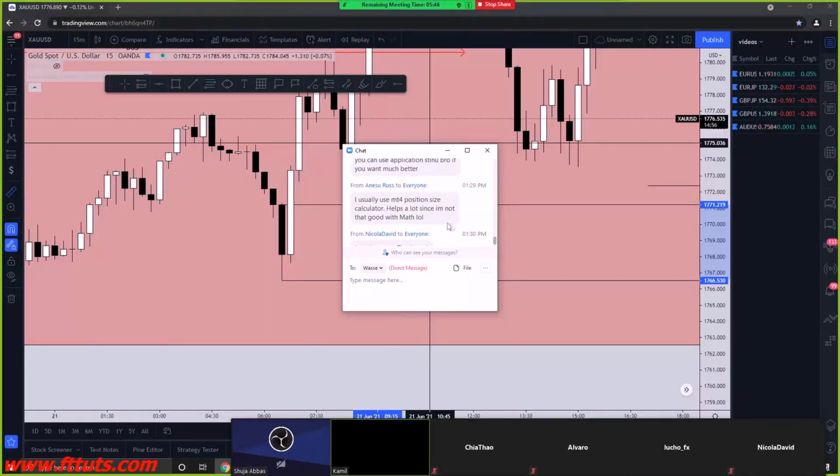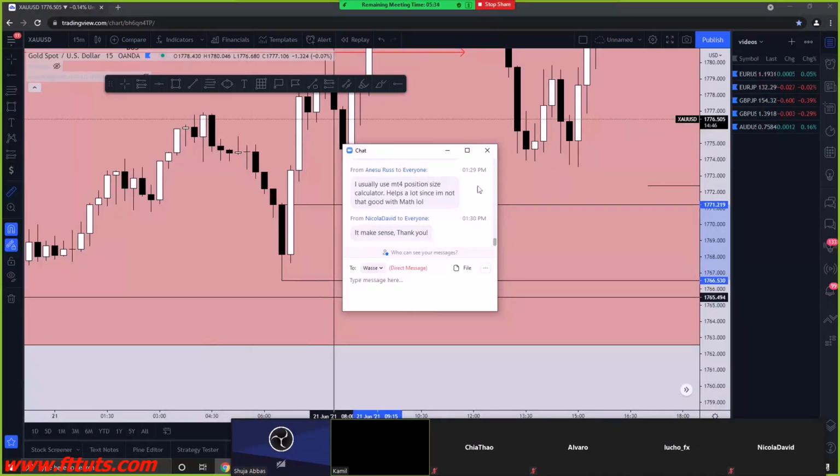I usually use the MT4 position size calculator. It helps a lot since I'm not that good with math. Honestly, I'm not good with math either, I'm literally the worst. But for me, I don't know why, this one just makes a lot more sense to use. There's also a bunch of websites you can use, like the ones mentioned earlier.